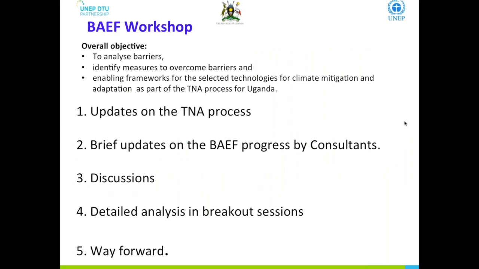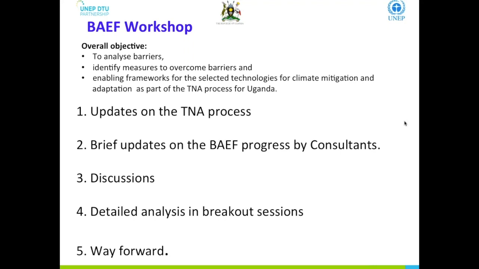And basically, the objective of the workshop was really to help us analyze the different barriers that constrain the adoption of these technologies, and also identify measures that would help us as a country to overcome these barriers. And of course, the last one was also what enabling frameworks we need in order to enable us to adopt these technologies, upscale and disseminate them.